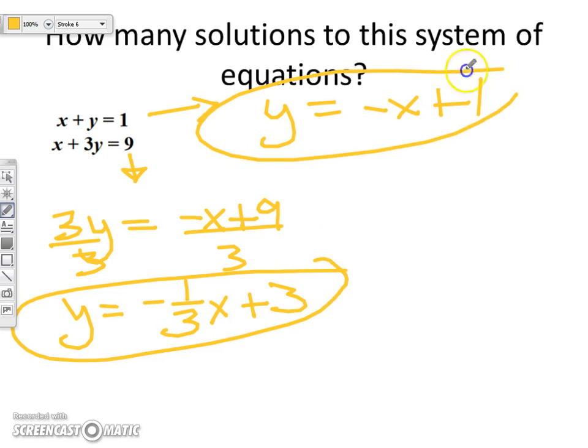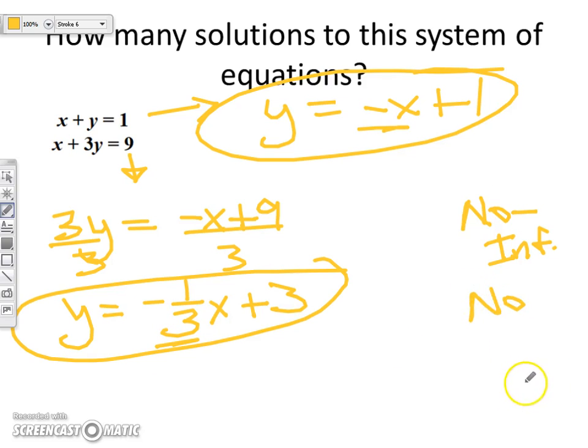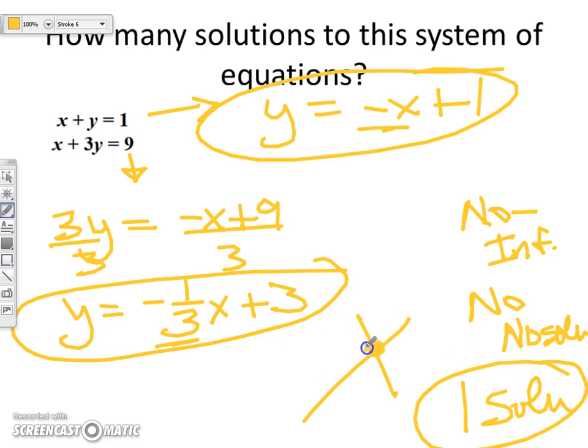Are these the same line? No. If they were the same line, there would be an infinite number of solutions. Are these parallel lines? Let's look and see. The slopes are not the same. No, they are not parallel lines. If they had been parallel lines, there would have been no solution. So, since they are not the same line and they are not parallel, that leaves us with these are two intersecting lines and there will be one solution. Remember, the solution is where the two lines cross.